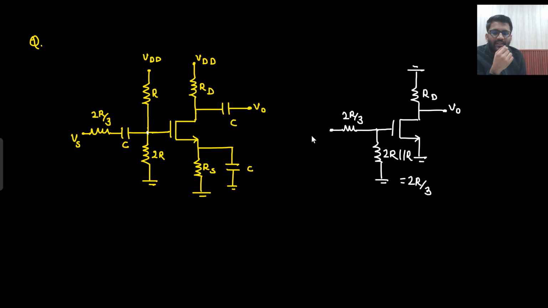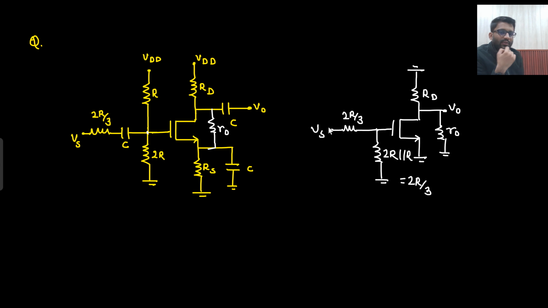And now this is my Vs. What I need, and R0 is also finite. So from V0 to ground, from V0 to source, from here to here, I will see R0. This will be my R0. But since this node is connected to ground, can I say directly it is connected to ground only?